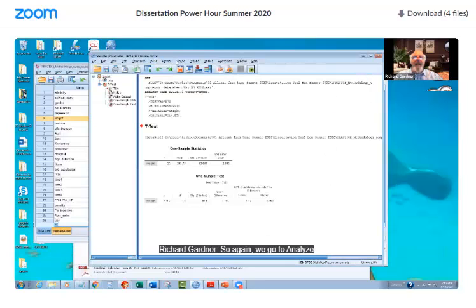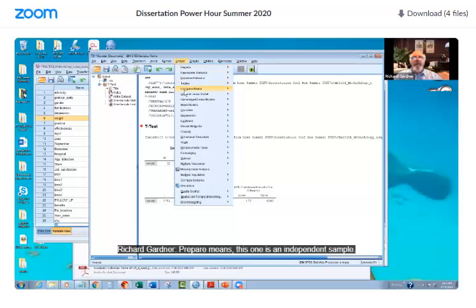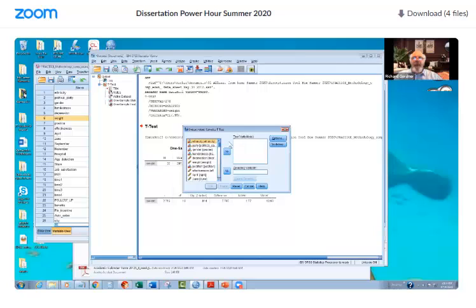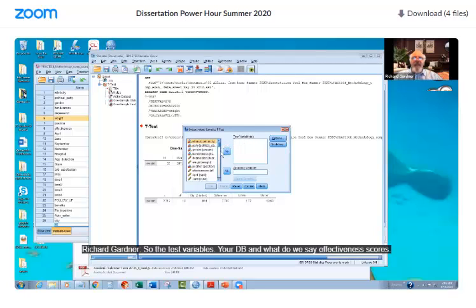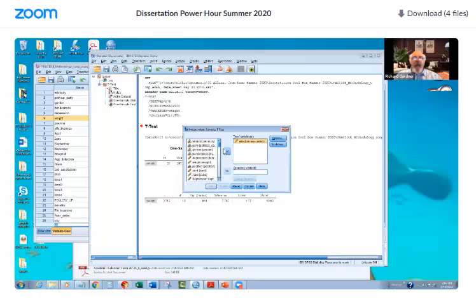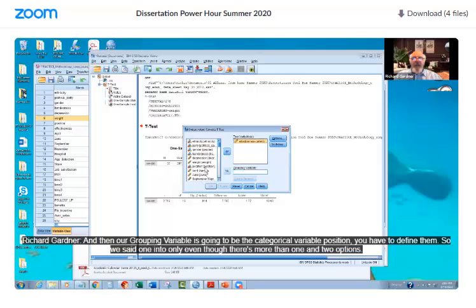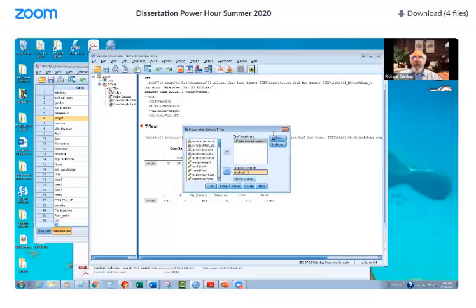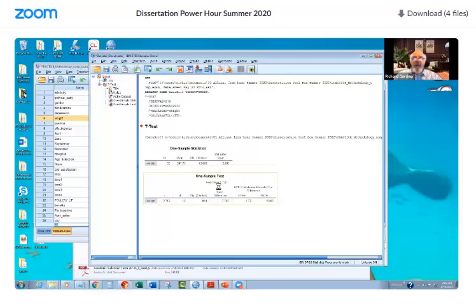So again, we go to Analyze, Compare Means. This one is an independent sample. The test variable is your DV, and what did we say, effectiveness scores? And then our grouping variable is going to be the categorical variable of position. You have to define them. So we said 1 and 2 only, even though there are more than 1 and 2 options. And nothing there, click OK, boom.